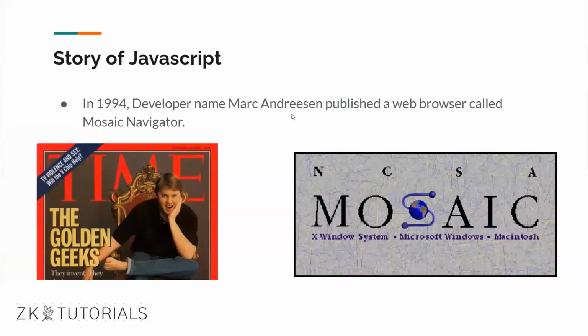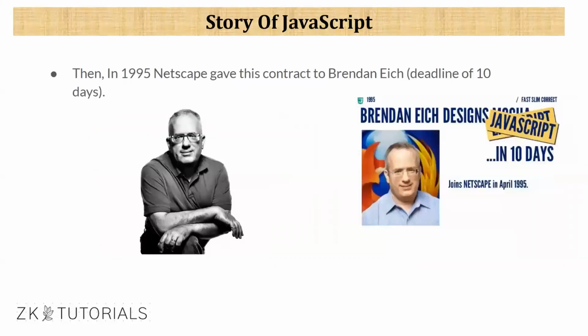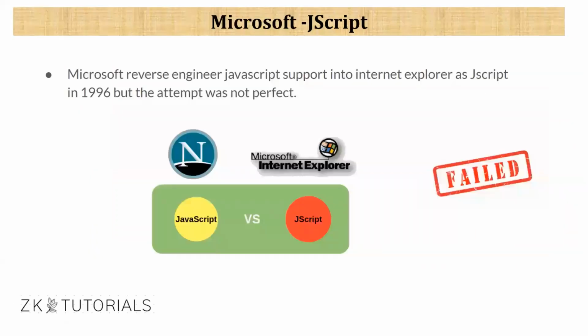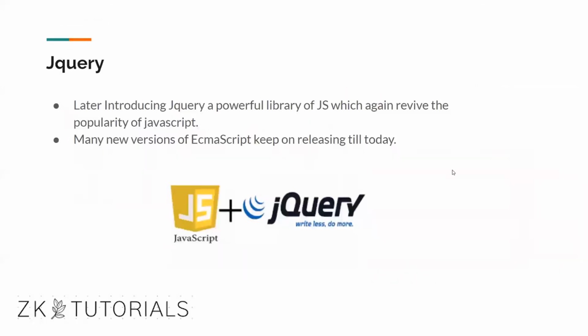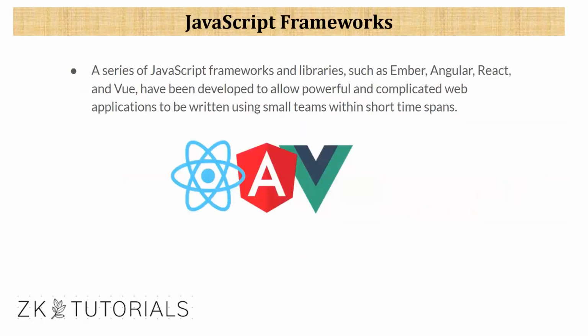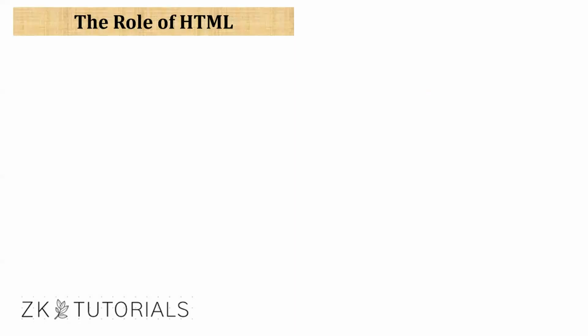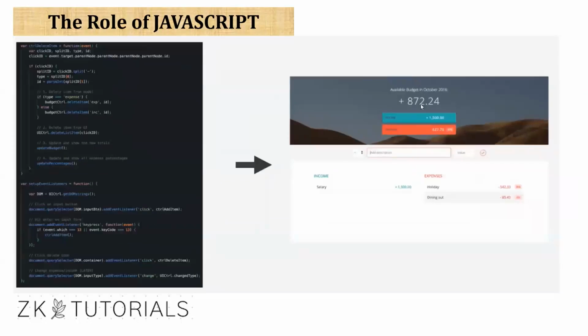I told you the whole story of JavaScript, how JavaScript became so popular. And after that, we saw how we can use JavaScript. I told you how we can use JavaScript in front end and back end both. Also, we talked about some JavaScript frameworks and the structure of a website, which is HTML, CSS, and JavaScript. I also told you the role of HTML, CSS, and JavaScript.